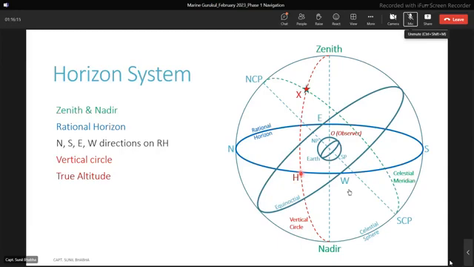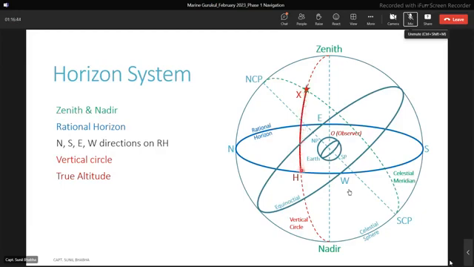Now, if you measure the arc of the vertical circle contained between the rational horizon and the center of the celestial body, that arc is known as its true altitude. Let me highlight this in the diagram.